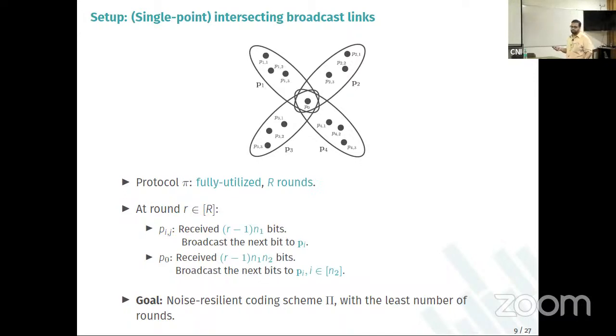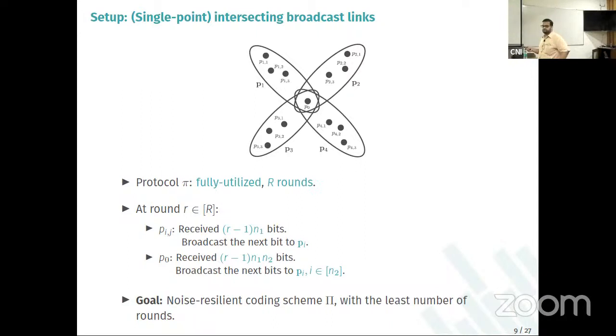So how do you define noise resilient? Are you saying that as R tends to infinity, this is good, but then what do you mean by least number of rounds? So what is noise resilient? Noise resilient means that the probability of error, recall the two-party definition. So here also everybody gets an estimate of the transcript, and whether that estimate matches the transcript that you would have gotten in the noiseless case.